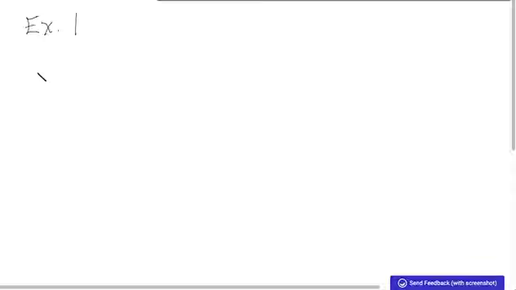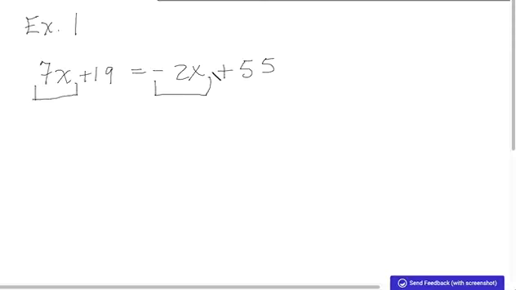Example 1 says to solve this equation, 7x plus 19 equals negative 2x plus 55. All right, the rule of thumb is this. You see you have a variable term here and a variable term here. What we usually do is we pick on the variable term that has the smallest coefficient. So in this case, negative 2 is smaller than 7, so we're going to use that. We're going to move that one first.